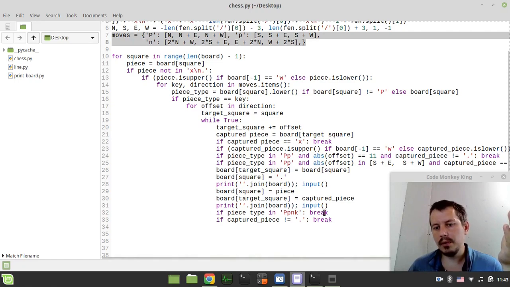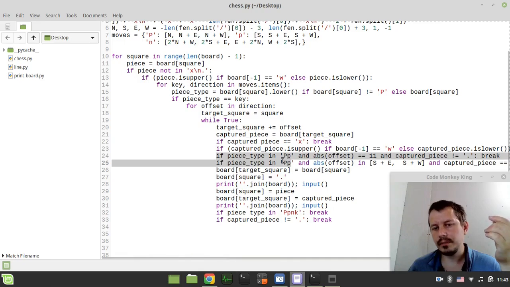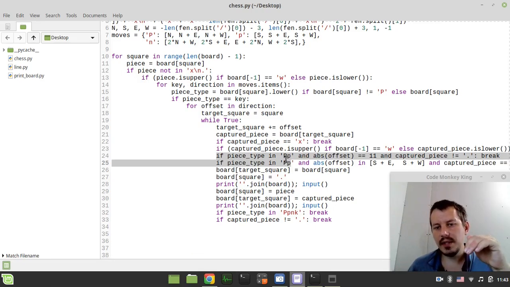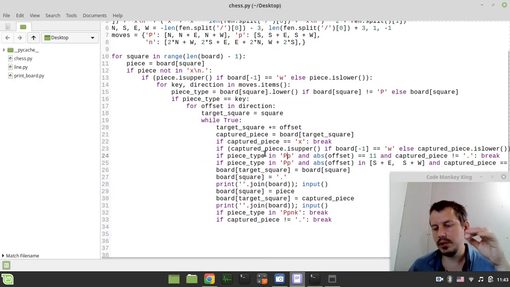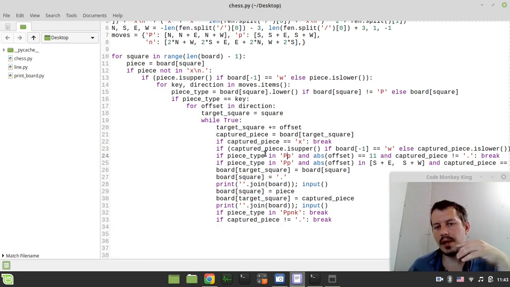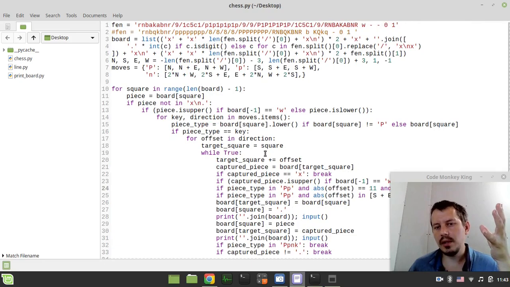For leaper pieces, we fake a capture. Then we don't want to capture our own pieces. There is also specific logic to generate pawn moves, like only capturing diagonally and things like that. So obviously, depending on the chess variant, the move generator logic would be changed as well. But generally, it's really kind of similar.